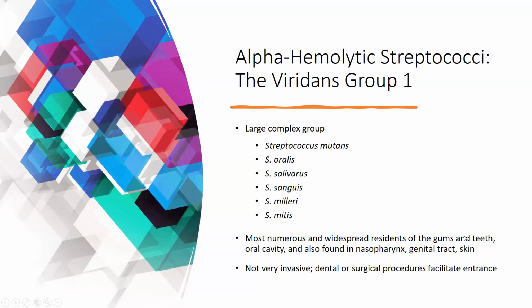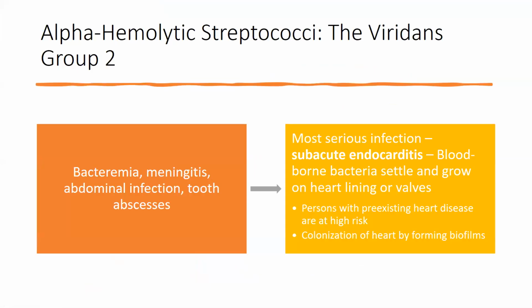They are the residents of the gums and the teeth, the oral cavity. So this is our dental associated infection. This is where we think about getting an endocarditis after getting dental work done for someone who has valve disease, right? That's our strep viridans group. Typically they stay in our mouth. They're not invasive unless you have work done, right? Unless you have a procedure or something that's completed.